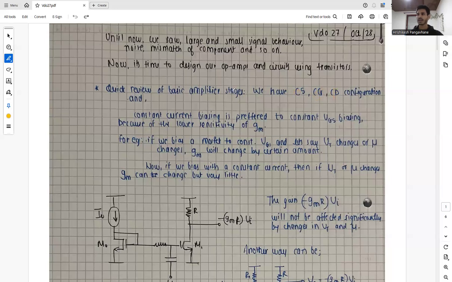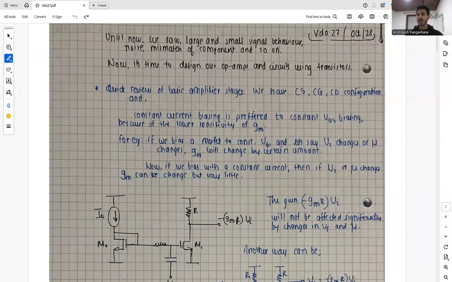configuration. And we know that the constant current biasing is preferred to constant VGS biasing. Because when we do the constant current biasing, the lower sensitivity of GM demands constant current biasing over constant VGS biasing.